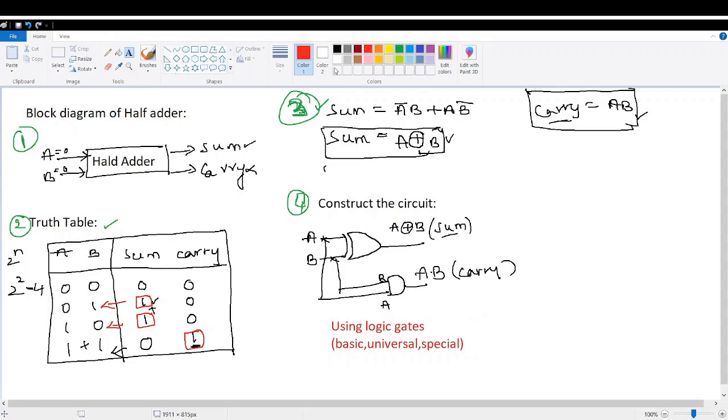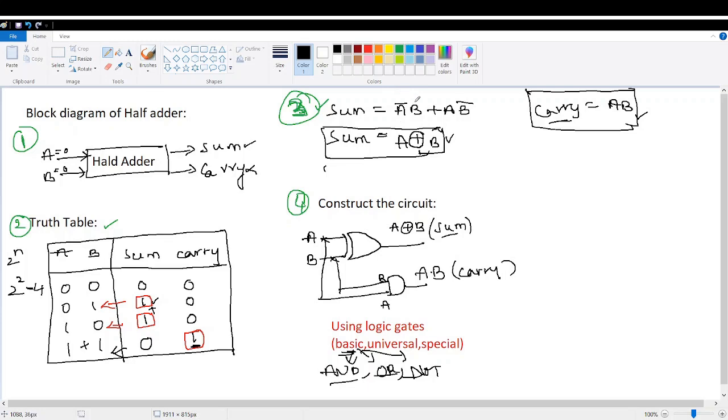Now if in interviews you get any question like you have to construct a half adder using only basic gates, how can you do it? Only basic gates in the sense XOR gate cannot be used. In basic gates, what are the three gates that we have? AND gate, OR gate, and the third one is NOT gate. So only these three gates you have to use. If they ask you to construct using basic gates, it means you have to use only AND gate, OR gate, NOT gate. Now let us see.